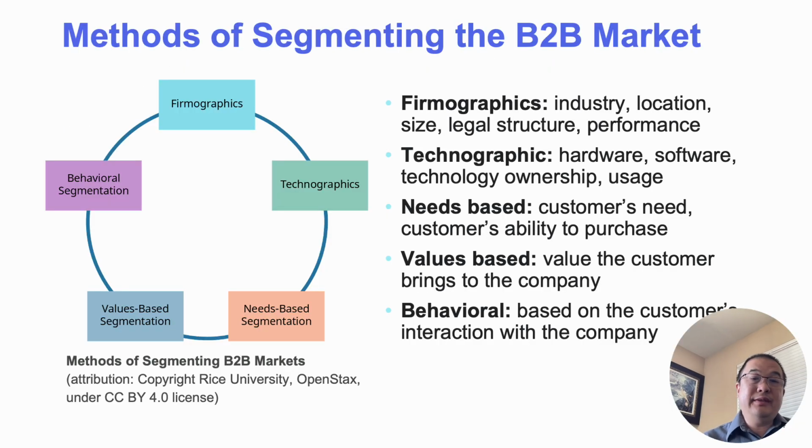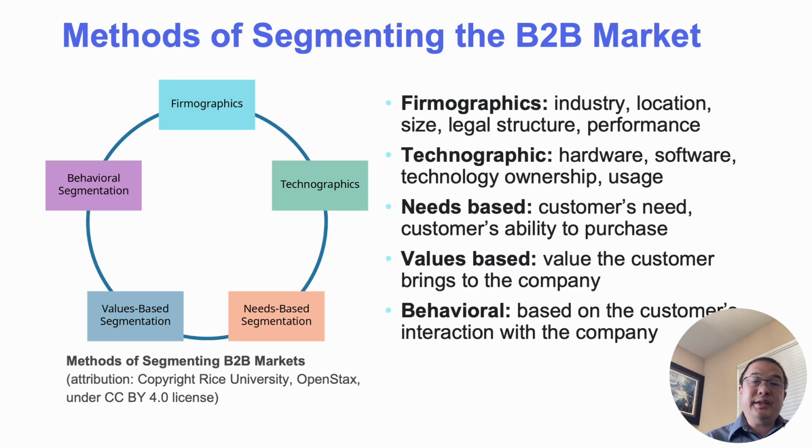This slide explains 5 common methods that companies use to segment B2B markets. Firmographics are to businesses what demographics are to people. They describe the basic characteristics of a company. The slide lists industry, location, company size, legal structure, and performance. An example would be Salesforce may market different software packages to small businesses as well as large multinational corporations.